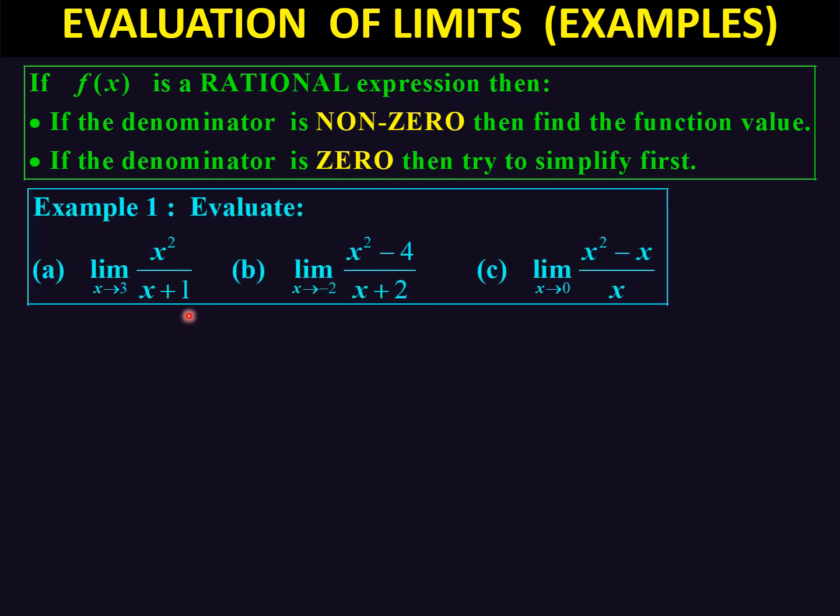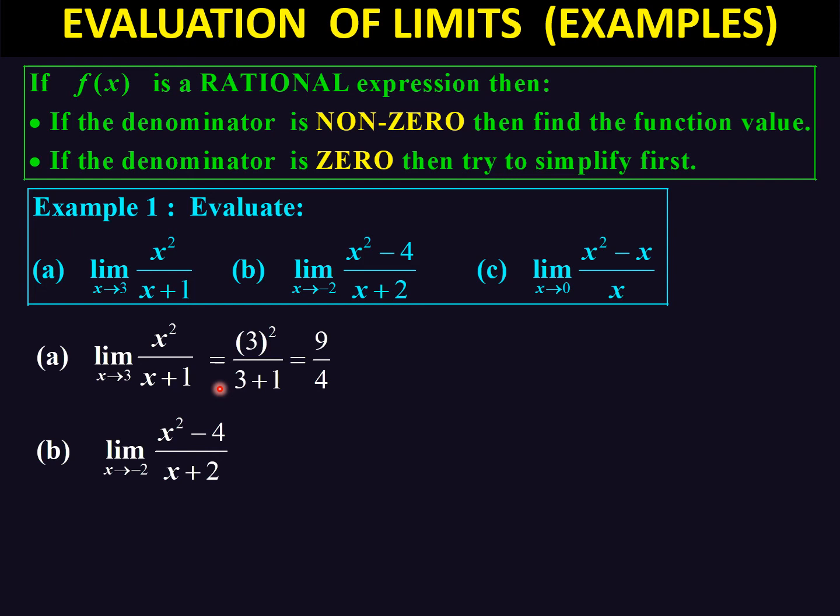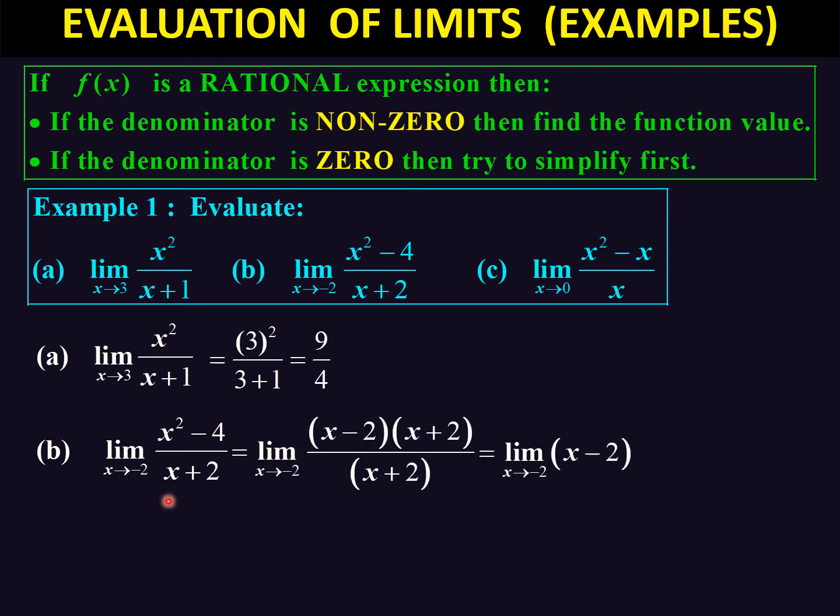Let's look at this rational expression here. Let's look at the denominator: 3 plus 1, no problem. So I can just substitute, and that gives me 9 over 4. Negative 2 plus 2 is a bit problematic. So what do we have to do first? Let's try to simplify it first. So we factorize and we simplify. Now I end up with a polynomial, then I can just substitute.